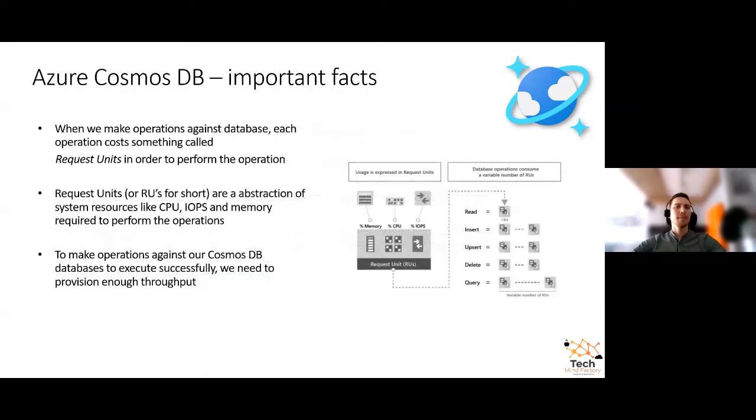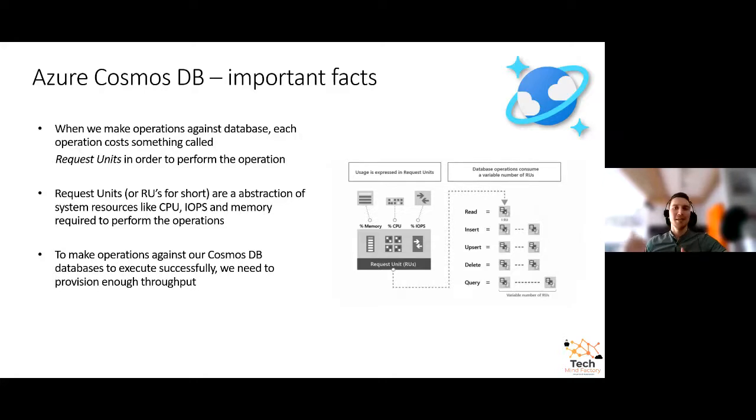When it comes to request units and cost, I mentioned that in Azure Cosmos DB there is something called a request unit. When we make operations against the database, each operation costs something, and this is the request unit. On the right side, there is this small picture. I hope you can see it. We have memory, CPU, some other resources. So Azure Cosmos DB, of course, underneath uses some infrastructure.